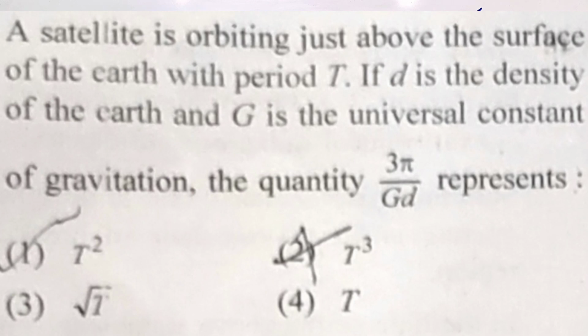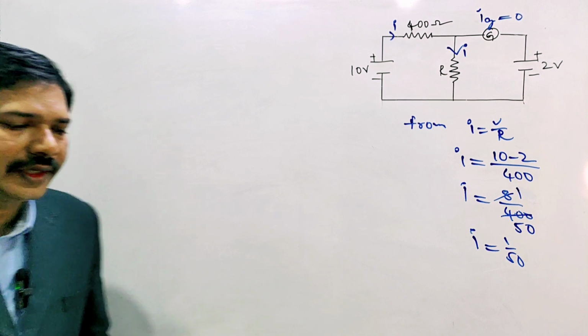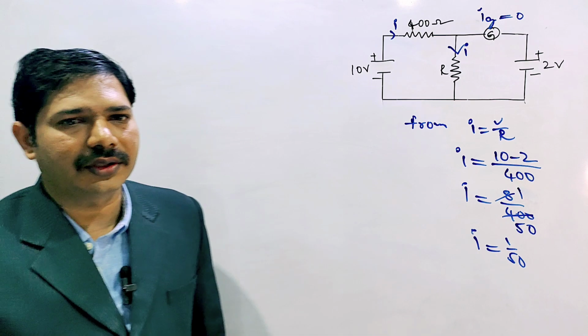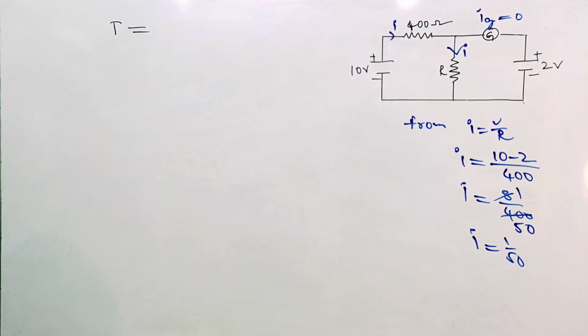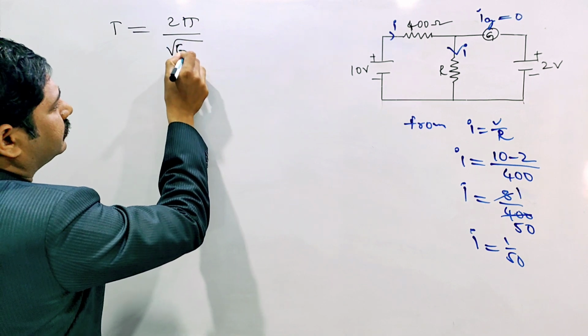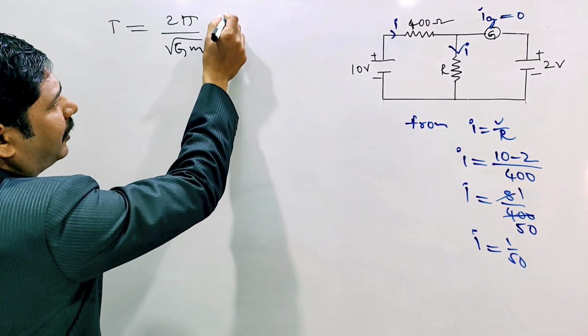A satellite is orbiting just above the surface of the earth with period T. If small d is the density of the earth and capital G is the universal gravitational constant, the quantity 3 pi by G d represents. Four options are given, and they are asking which one is correct. We know that when a satellite is orbiting, the time period is directly proportional to r power of 3 by 2. T equals 2 pi by under root GM into r power of 3 by 2.